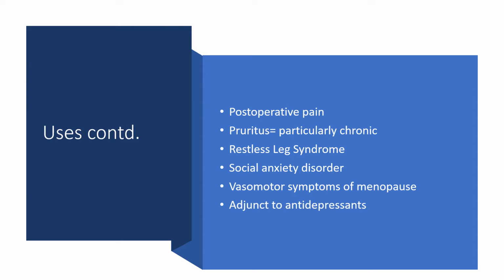When it comes to social anxiety disorder, gabapentin could be used. Now, in women with menopause and vasomotor symptoms of menopause, gabapentin could be helpful. And as an adjunct to antidepressants, you can make use of gabapentin.